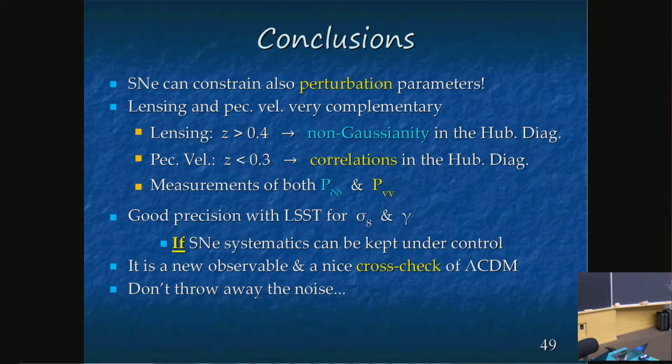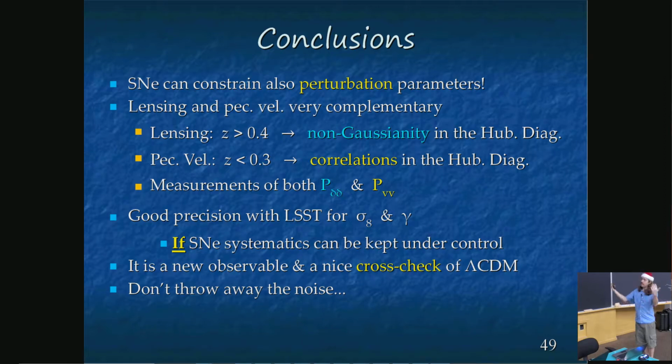So lensing and peculiar velocity are very complementary among themselves. One affects mostly redshift beyond 0.4 and has non-Gaussianity in your Hubble diagram, the one-point correlation function, whereas the supernovae go all the way to 0.3 at least and introduce correlation, so it's a two-point correlation function in your Hubble diagram. And the lensing is basically measuring P delta delta, whereas the velocity is measuring P VV. So, of course, you can learn a lot by doing two different measurements, right?